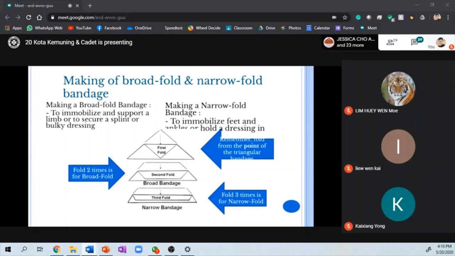And holding the dressing is for past year cadets who took the exam. After you tie the arm sling, you need to tie another narrow fold to hold the dressing around the arm sling. But for this year, there won't be any practical, so it's okay.